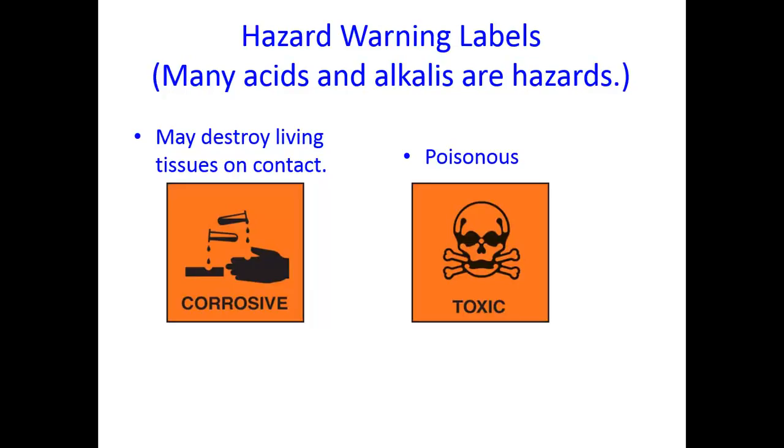Hazard warning labels. There's 4 hazard warning labels you'll need to know. Many acids and alkalis are hazards. The first one is corrosive. Corrosive means that it may destroy living tissue on contact. The next one is toxic, and the synonym for that is poisonous.